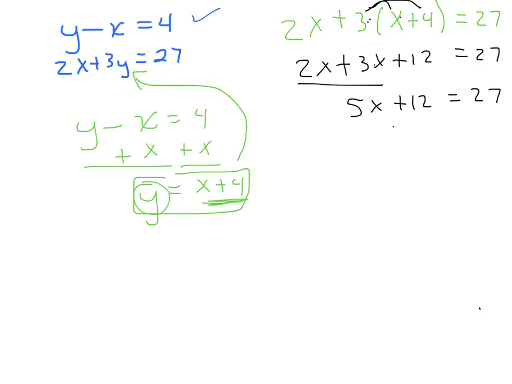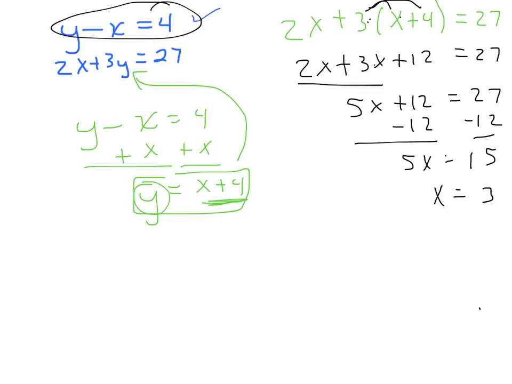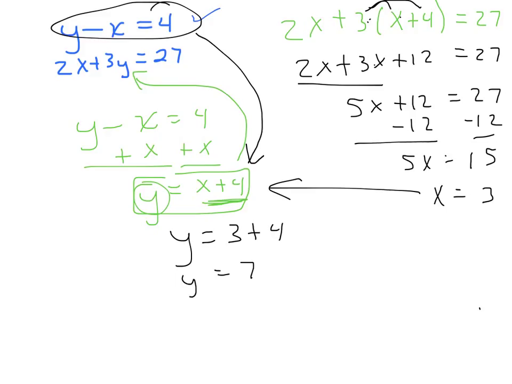Next, we're going to solve for x. So I'm going to get rid of the 12, and I end up with 5x equals 15. And 5 times what gives me 15? Well, the answer will be 3. Now, remember, I have to solve for y. Since this equation here is the same as this equation here, it just looks different because one is solved for y and one is not, I'm going to plug in x right there. So I end up getting y is equal to 3 plus 4, and that is equal to 7. Therefore, I have a solution of 3, 7.